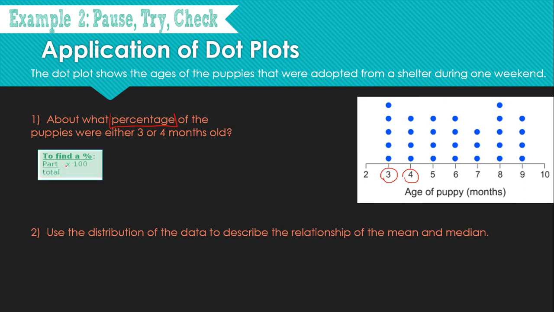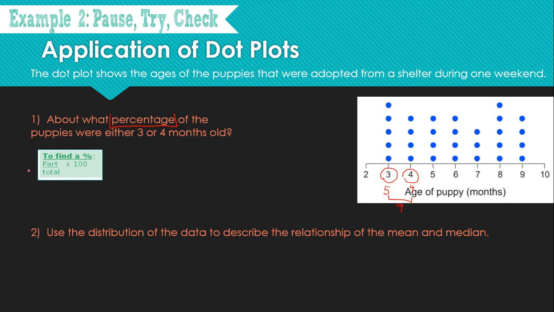Here's how we define a percentage. We find the part, and we divide that by the whole, or the total, and we multiply it by 100. So right here, I've got my puppies for the part. I know I have 5 3-month puppies and 4 4-month puppies that were adopted. That would give me a total of 9.